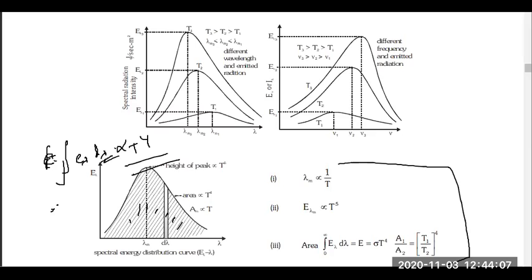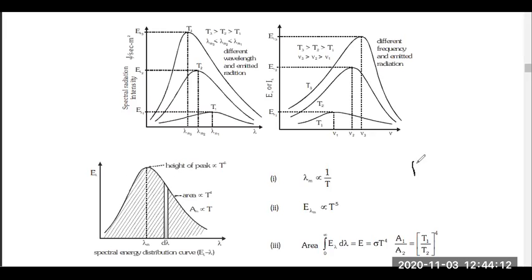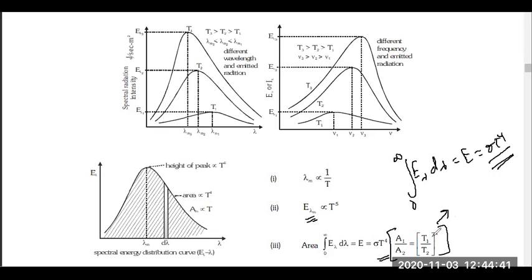So if you club these two, let's think about it. Integration of E lambda d lambda from 0 to infinity is equal to E, which is sigma T to the power 4. How is this there? Because E lambda is T to the power 5 and integration of d lambda is 1 by T, so T and T will get cancelled, and we'll get this. Got it? That's it. This is what we have already studied in Stefan's law.